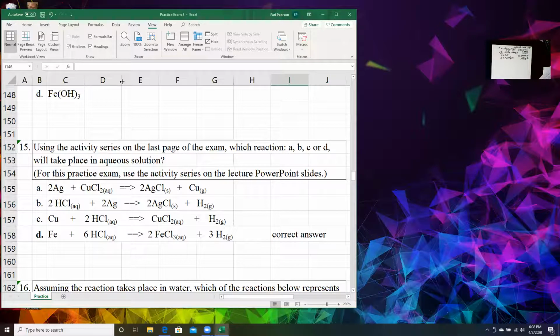I rewrote it so that I could put a portion of the activity series table directly in the question. So you won't have to hunt all over everywhere to find the species that are in your reaction and just determine whether the reaction will take place or not. So I'm going to copy this down, and I think down at the bottom we are going to have an activity series. So maybe I'll go down there to answer this question.